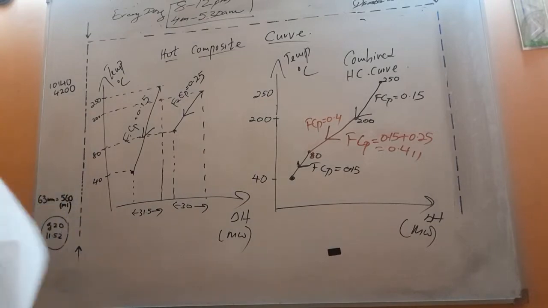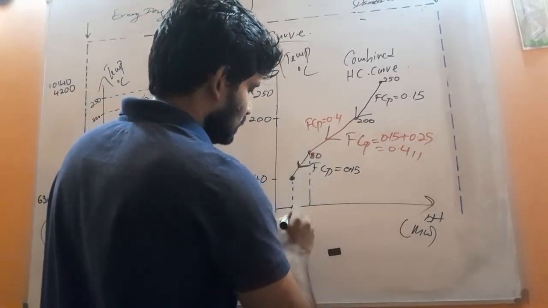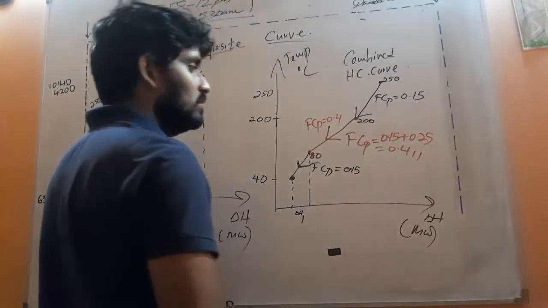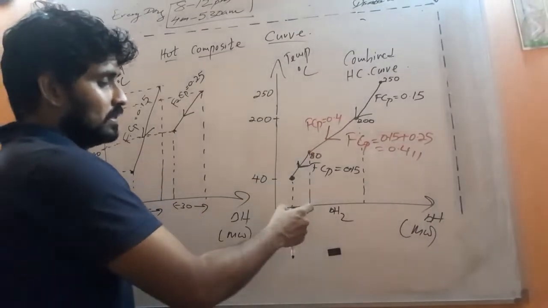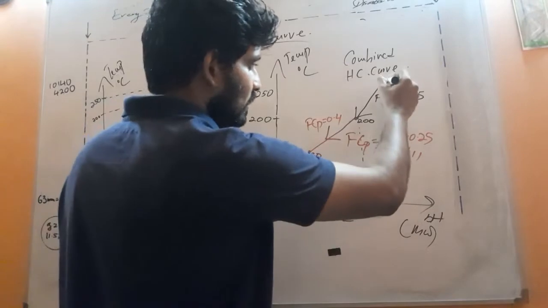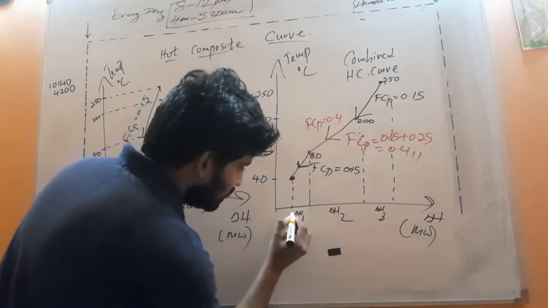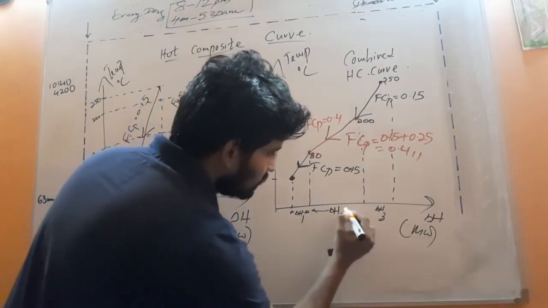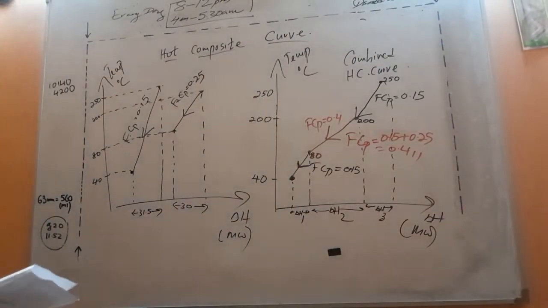Now what is the next thing you have to do? Now you have to sketch the delta H. This delta H, say delta H1, you have to find that. And then this delta H2, that means this width, the width of 80 to 40, delta H1, 200 to 80, delta H2, then this width, delta H3, this one, and this one, right? So that is also very easy. So let me do that here.